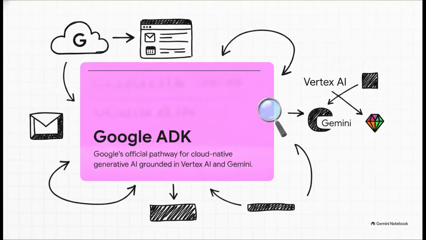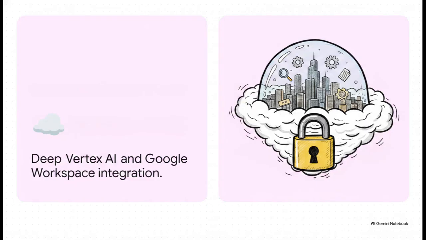Then we have the Google Agent Development Kit, or ADK. This is Google's official cloud-native pathway for generative AI. It gives you structural primitives for agentic reasoning that are grounded seamlessly in Vertex AI, Gemini, and Google Workspace. Basically, if your team is entirely bought into the Google Cloud ecosystem, this is your definitive architecture. The deep integration with Vertex AI and Workspace tools is a massive advantage if you're already living in that ecosystem.